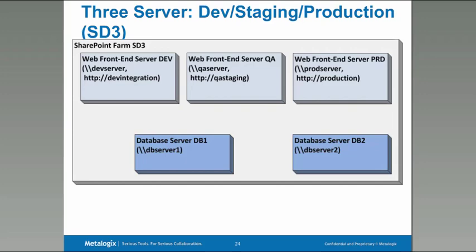So for example, here's a good one, a 3-server dev, staging, and production. So you can have in your web front-end server dev, QA, and then production. I've seen some clients go from development to QA, then they release that content to production. So they have replication set up between all three of those. And once the content is ready for production, they let it out into production.